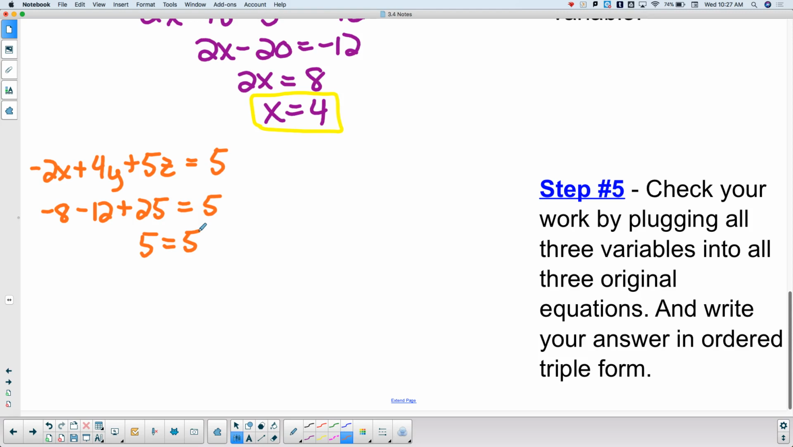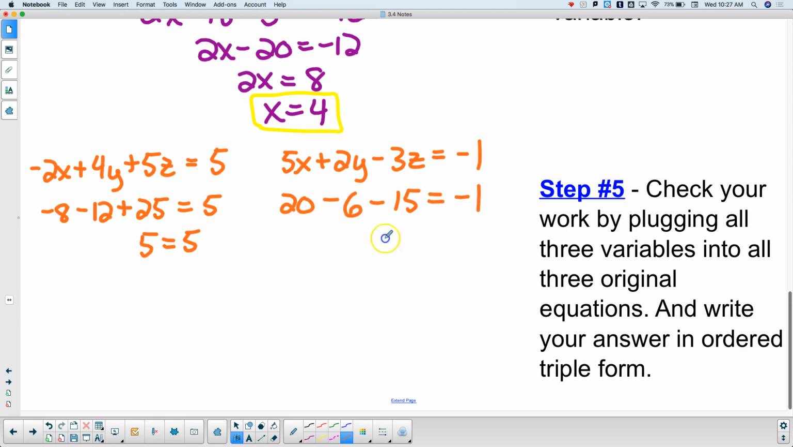Next equation was 5x plus 2y minus 3z equals negative 1. 5 times 4 is 20. 2 times negative 3 is negative 6. Negative 3 times 5 is negative 15. 20 minus 6 is 14, minus 15 is negative 1, and negative 1 is equal to negative 1. Whoops.